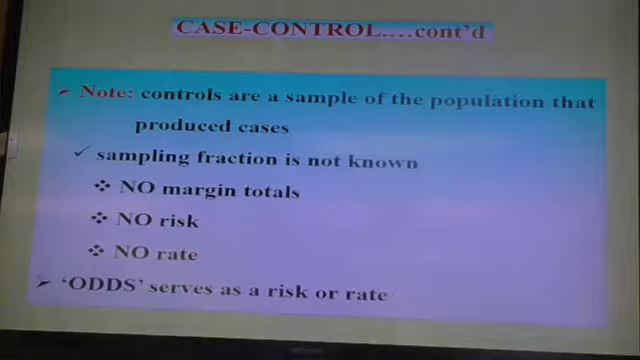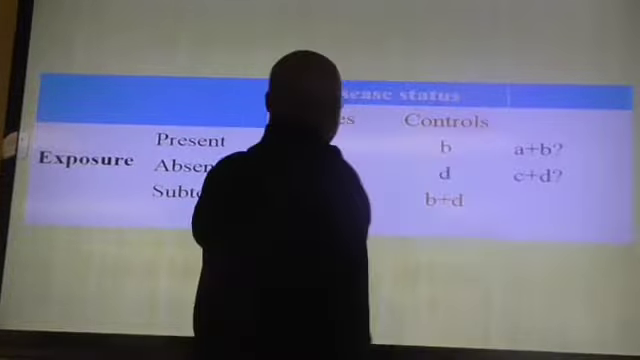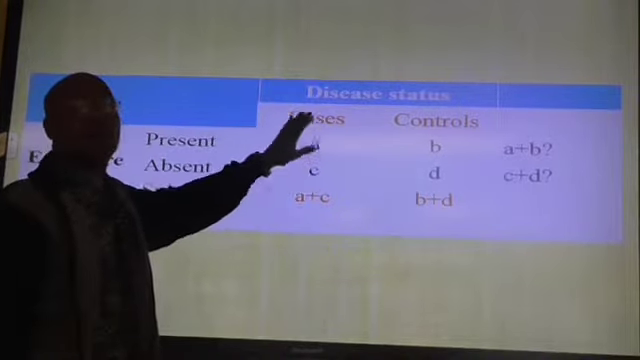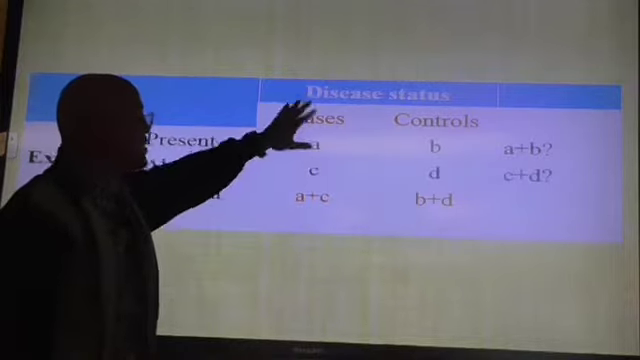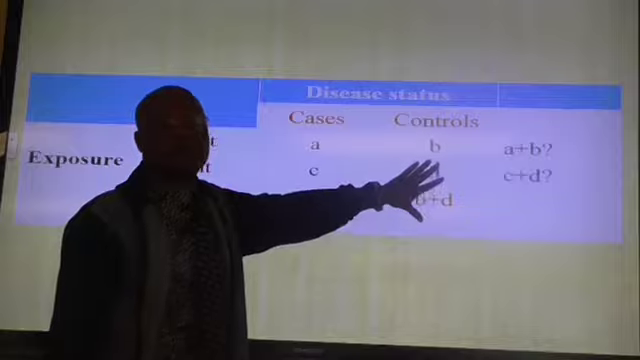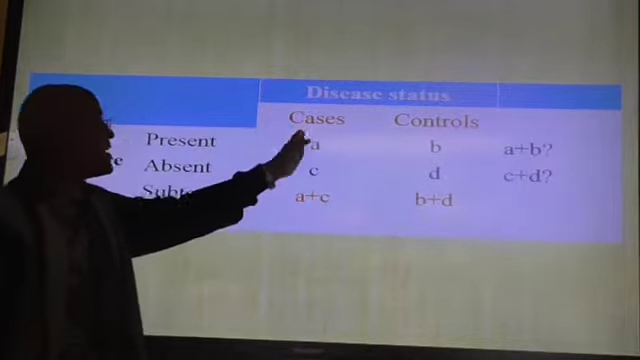So you cannot calculate margin totals, or you cannot calculate risk, because you are selecting them based on the cases that you have. So what that means is that you have cases that you select, and based on these cases, it can be 1-to-1, 1-to-2, or 1-to-4. Based on the cases that you have, you select control. Okay? So as a result, the controls are what? They are dependent on the cases.